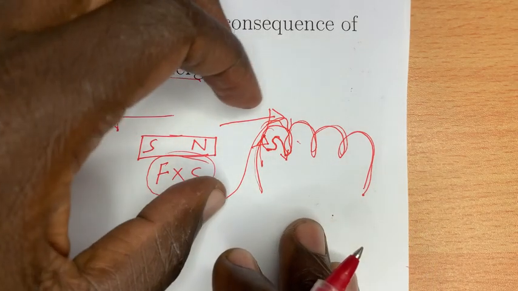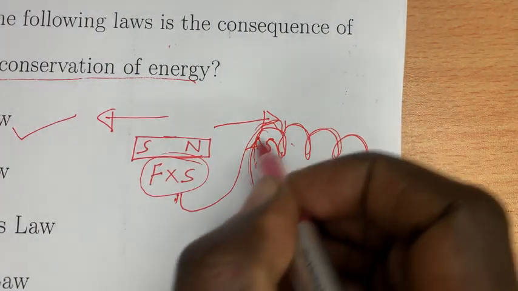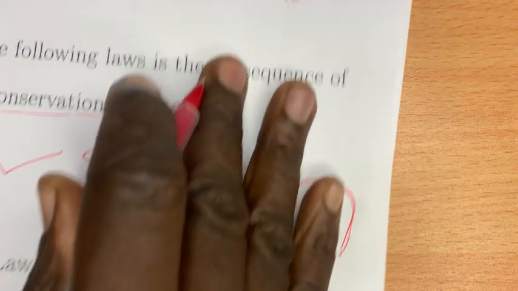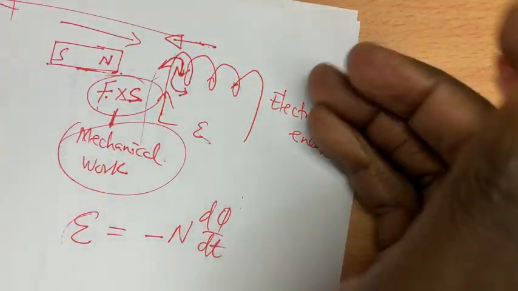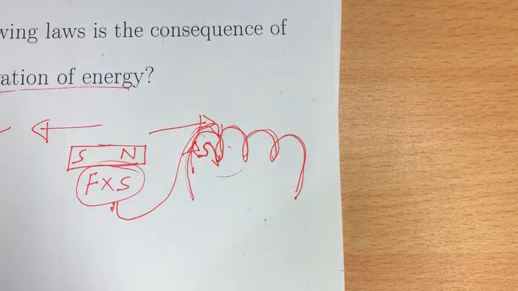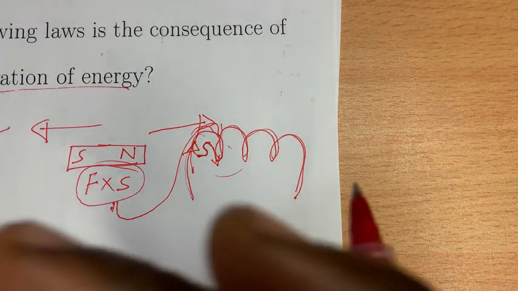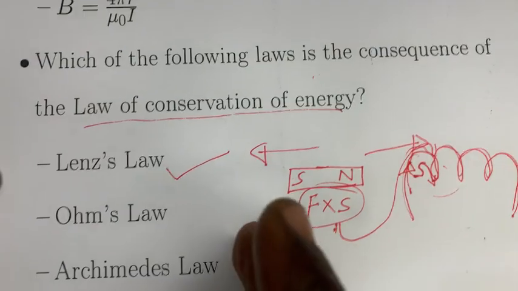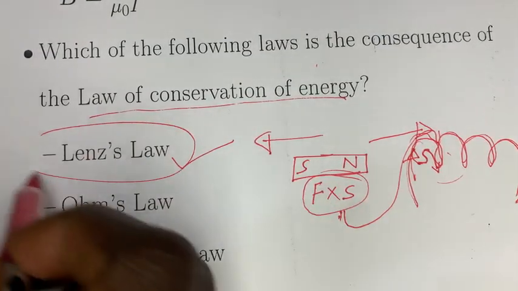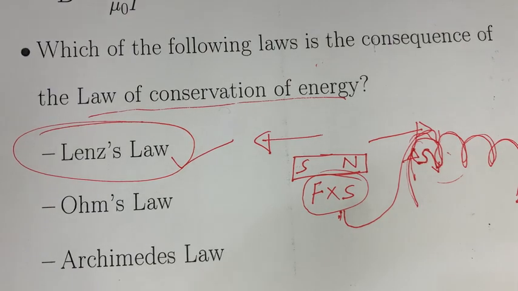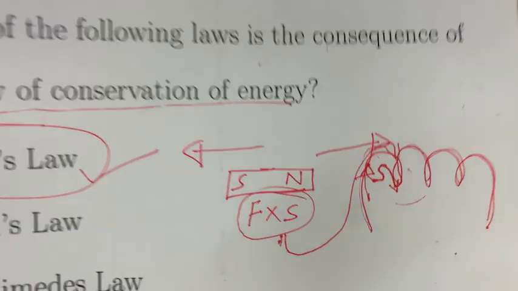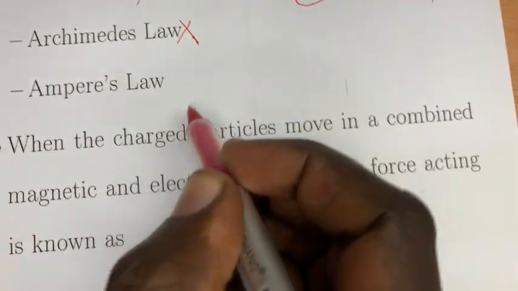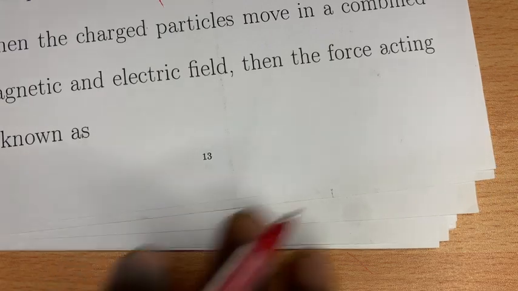So when I am pulling it in this direction, the current is in this direction. When I am pushing forward here, the current is in the opposite direction. So it is moving in such a way that it opposes the motion or the change producing it. This observation was made by Lenz, and we named the law after him. It's not Ohm's law, it's not Archimedes' law, and it's not Ampere's law.